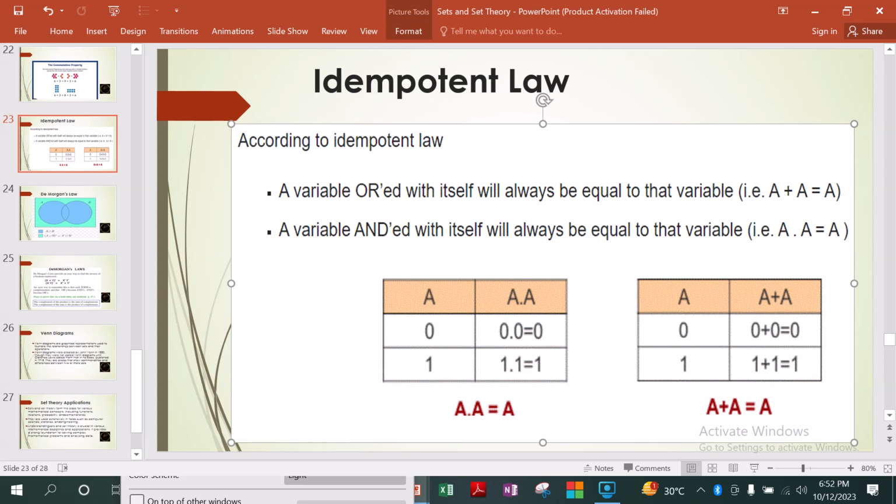Let's look at this one. If A is 0, then 0 times 0 is 0. The dot is simply saying 0 times 0 is still 0. And 1 times 1 is still 1. So that is the idempotent law. That's what it tells us.